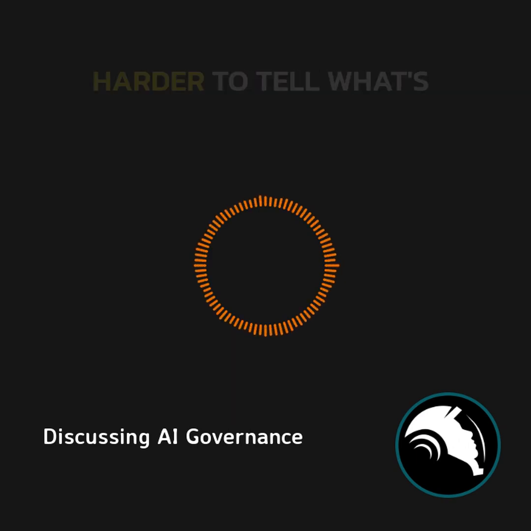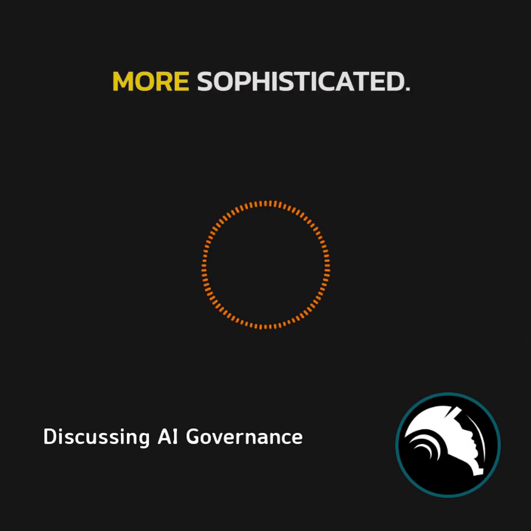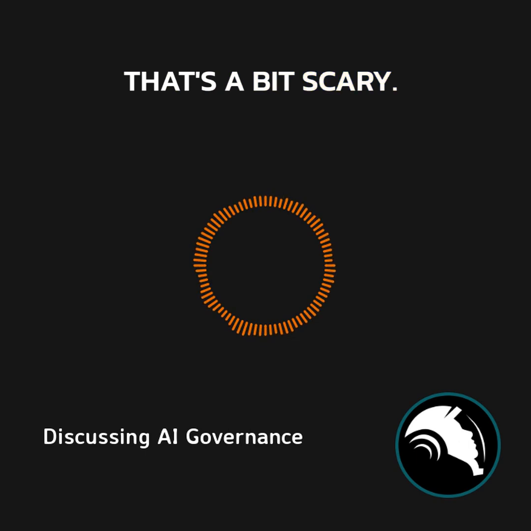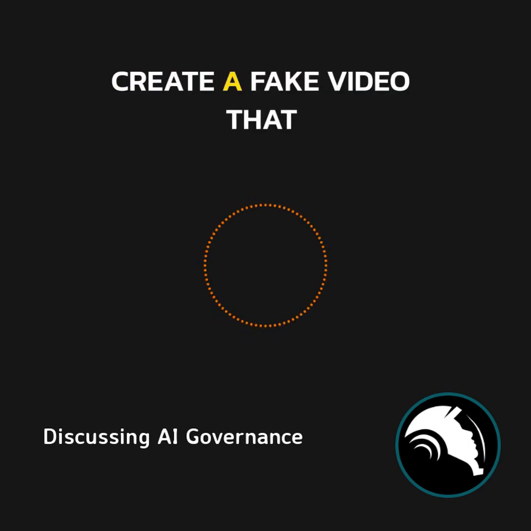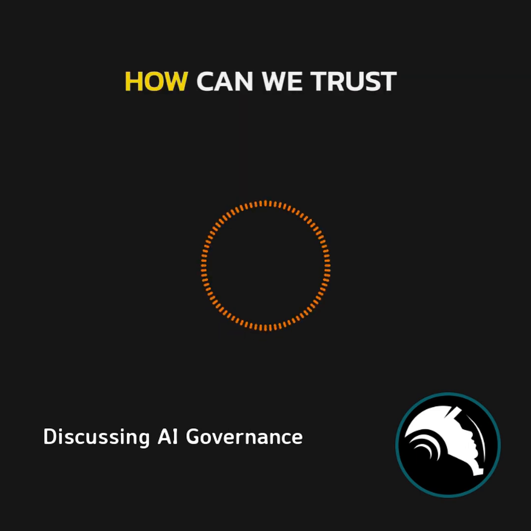It's getting harder and harder to tell what's real online. Exactly, and that's only going to get worse as AI gets more sophisticated. Yeah, that's a bit scary, honestly. If anyone can just create a fake video that looks totally real, how can we trust anything? It's a valid concern, but again, that's where the 4Es can offer some guidance.